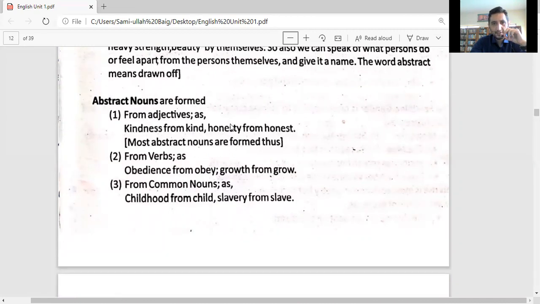Most abstract nouns are formed in this way: you take an adjective and you add ness to it and it becomes something different, an abstract noun. Also from common nouns, as childhood from child, slavery from slave. Child is a noun. The state of being a child is called childhood. So you can form an abstract noun from this as well.